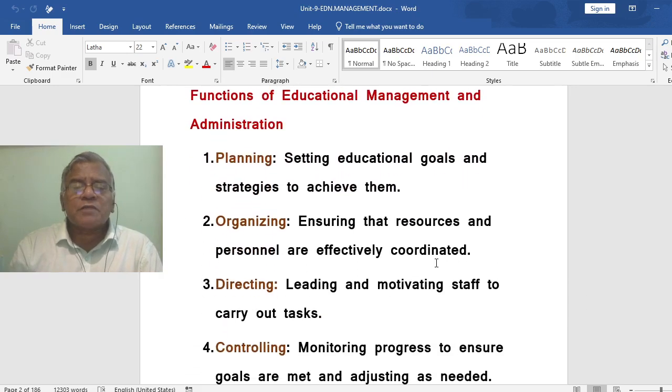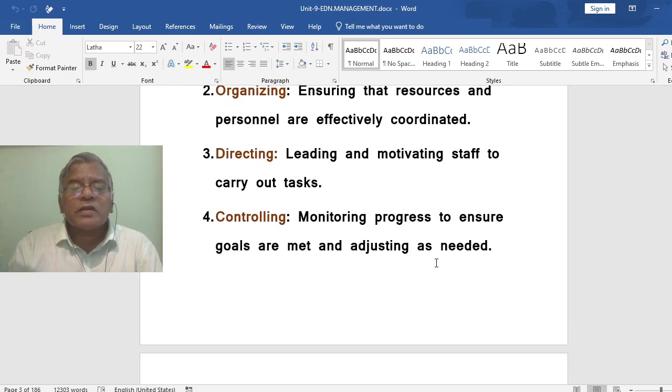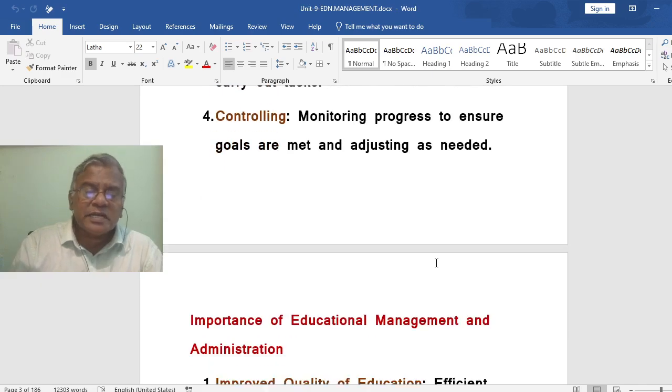What are the functions of educational management and administration? Planning: setting educational goals and strategies to achieve them. Then organizing: ensuring that resources and personnel, the staff, are effectively coordinated. Then directing: leading and motivating staff to carry out the tasks. Controlling: monitoring progress to ensure goals are met and adjusting as needed.